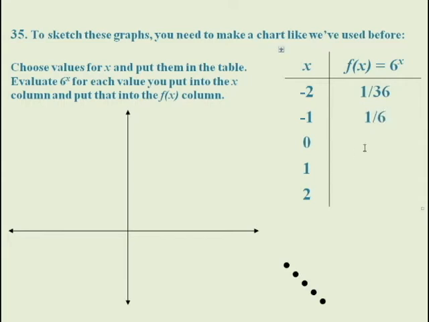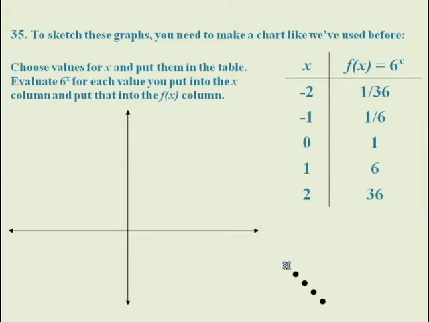and at 0, we go all the way up to 1, and for 1 we're jumping up to 6, and for 2 we're already up to 36. So you can see how these things go very fast, from 1/36 all the way up to 36.